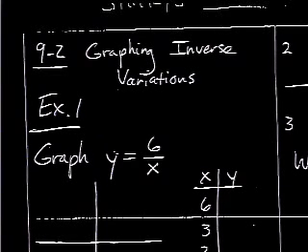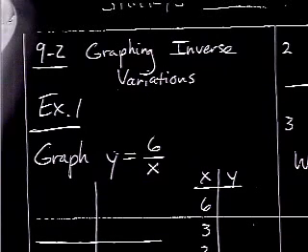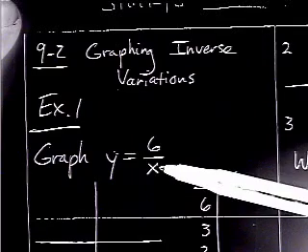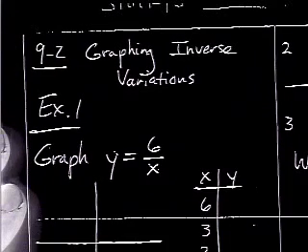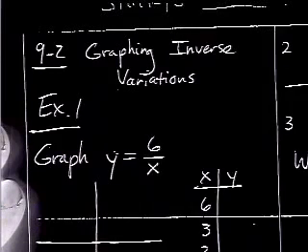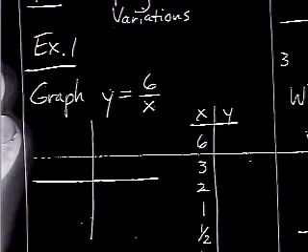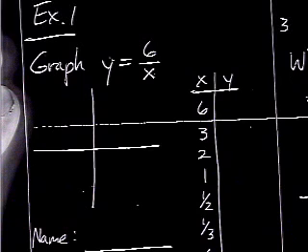Okay, we're dealing with section 9.2 on graphing the inverse variation equations. And here's an example. Graph y equals 6 over x. Now, I'm going to have a real big chart here, which normally you won't have to do. But I wanted to do it with you just once so you could see what's going on.